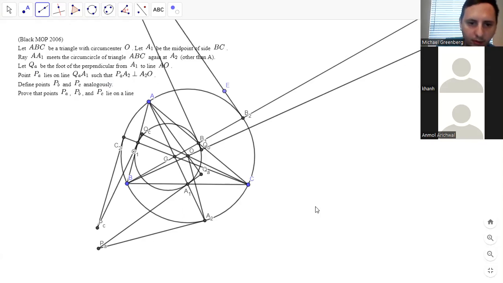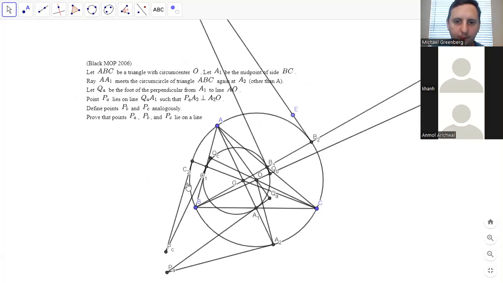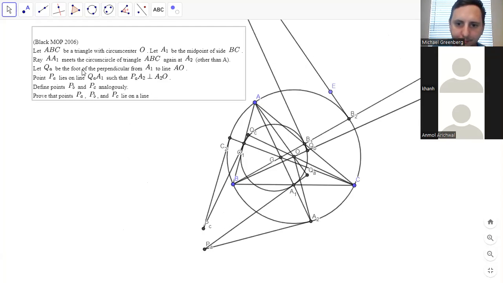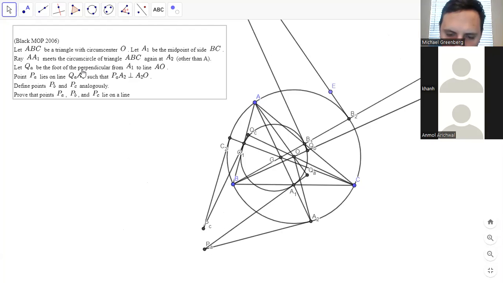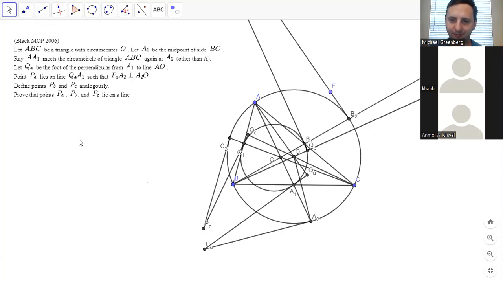Okay, so let's see. A1QA is tangent, and then we're saying B1QB. Okay, so since they're all tangent to the 9-point circle, then we can show that PAA1 equals PAA2, that they're isosceles, yeah. Interesting. Okay, so let's see. So first of all, how do we show? Yeah, so I'll draw the 9-point center in.